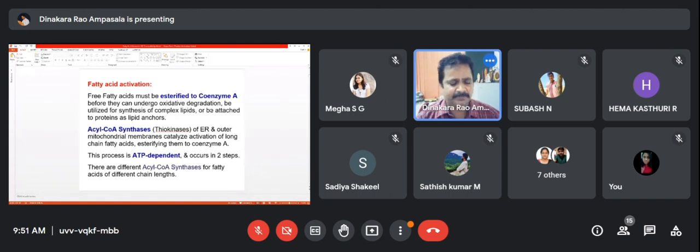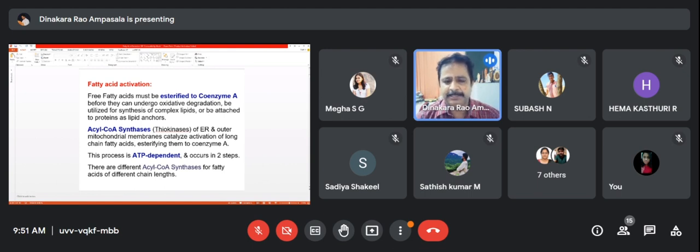how does fatty acid oxidation start? Fatty acid must be esterified with coenzyme A. So that is activation of fatty acid. We can call it activation of fatty acid, by esterifying the coenzyme A.